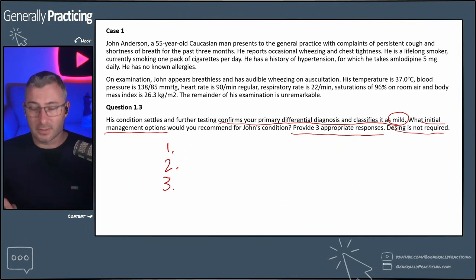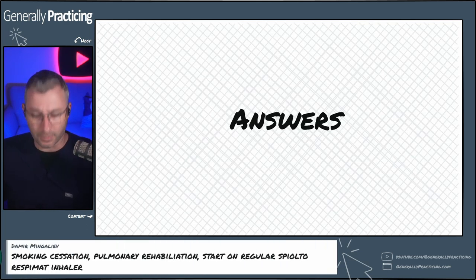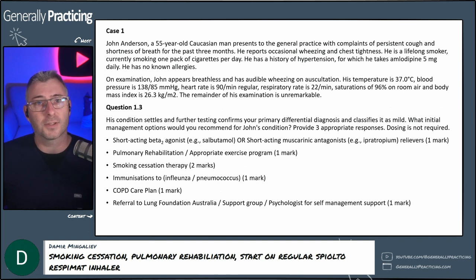All right. Hopefully you got some good answers there, and I am seeing some fantastic answers coming through. So here we would be looking at starting a short-acting beta-2 agonist such as salbutamol or a short-acting muscarinic antagonist such as ipratropium. These would be aimed at relievers, given we have this classification of mild, and this is based off the COPDX guidelines. So this question is presuming that we do know what the diagnosis is, and that we are familiar with the appropriate guidelines to use.